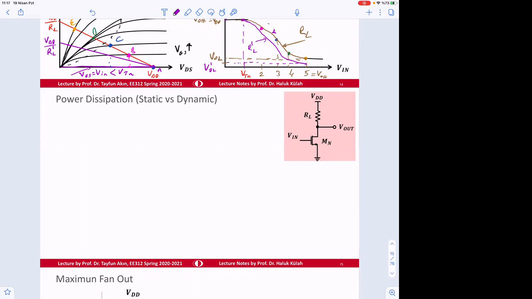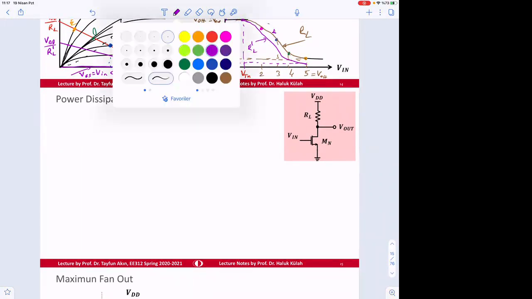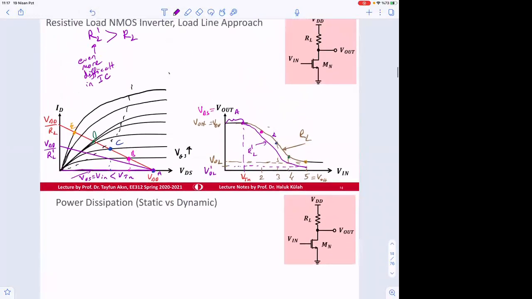We can look at the power dissipation. Is there a question for the above, or this one?